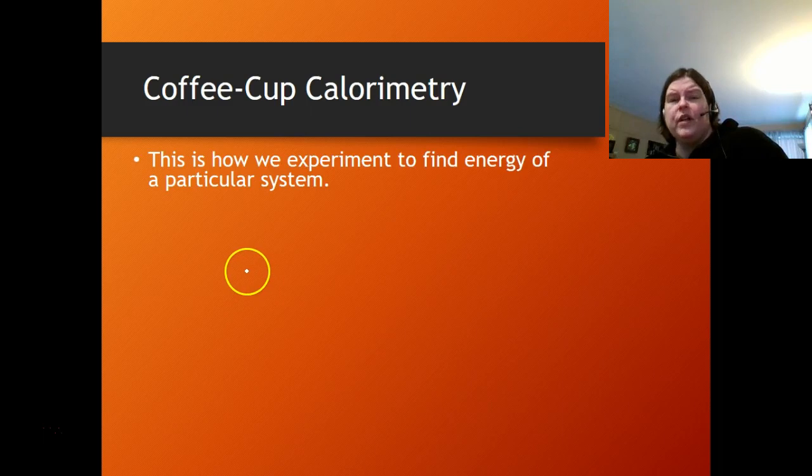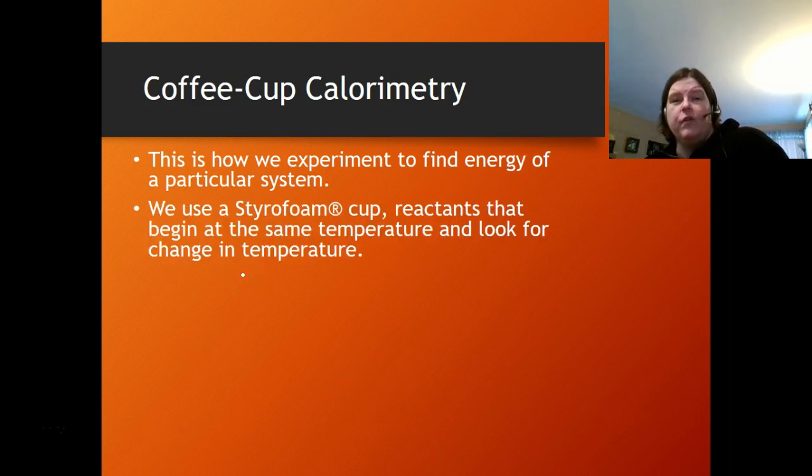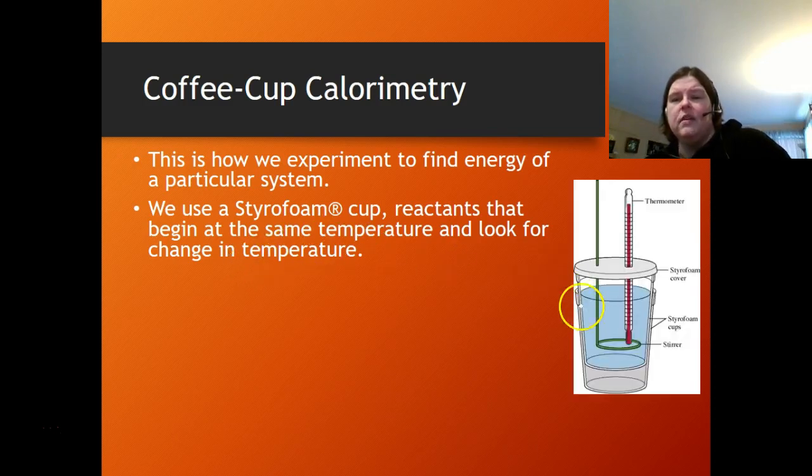Coffee cup calorimetry is very specific though. This is how we find the energy of a particular system. Because we have styrofoam cups, we can look at two different things and find the change in temperature. We have two different cups, nested inside one another to give us a thermal barrier. We add something to the cup, we stir it, and measure the temperature. We're looking for the change in temperature.